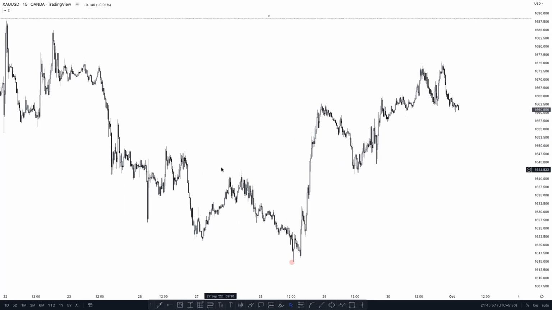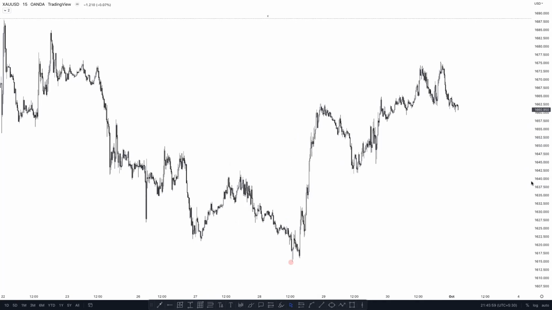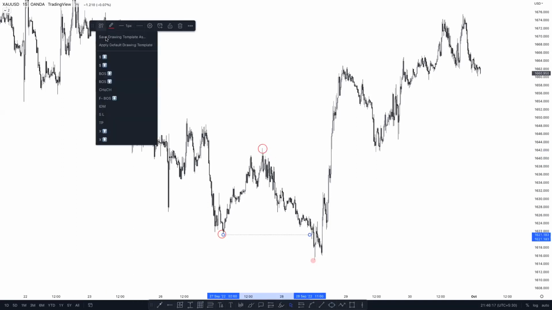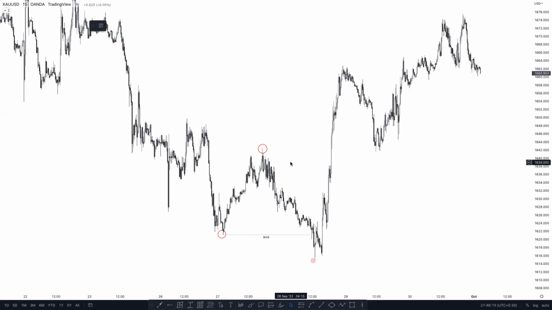Look at this one. First of all, you have to mark the recent structure, which was bearish. So this was our last move here, right? And this one is our new lower low, which is here, and this is our lower high. Why? Because market pushed downside and closed below it. So this one is our break of structure.